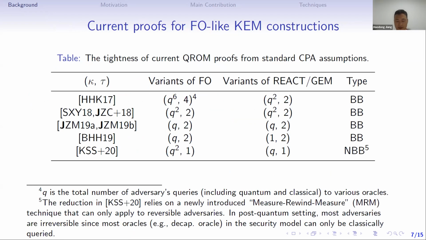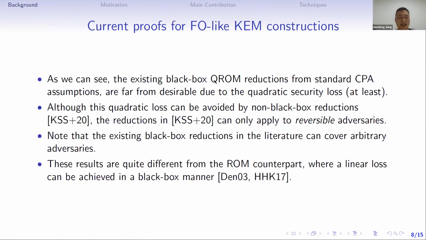In particular, the current black box reductions have a quadratic security loss. Although this quadratic security loss can be avoided by a non-black box reduction that relies on a newly introduced technique called measure-rewind-measure, this technique can only apply to reversible adversaries. While the current black box reductions can cover arbitrary adversaries, this is quite different from the results in the random oracle model, where a linear security loss can be achieved in a black box manner.